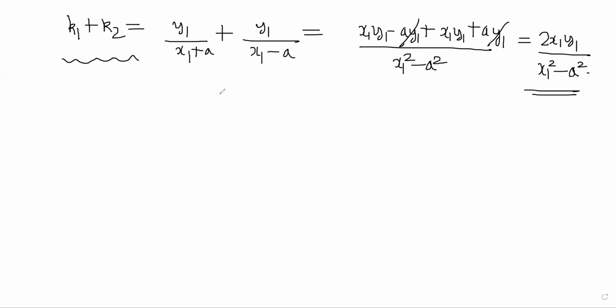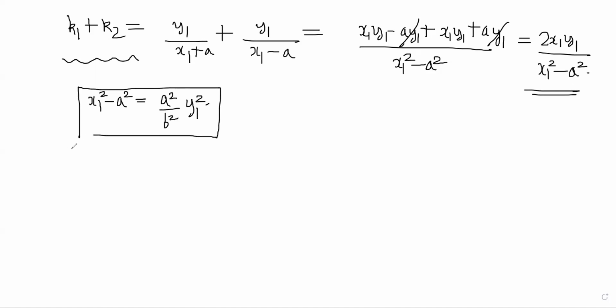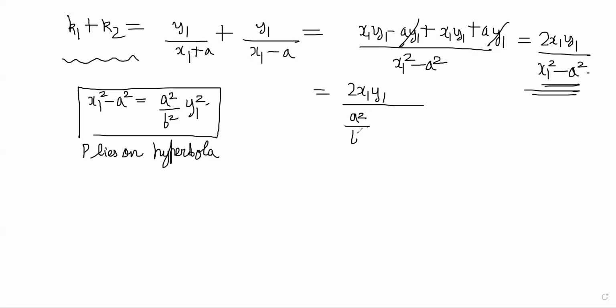Now we already got that x1 square minus a square is equal to a square by b square y1 square. This we already got because P lies on the hyperbola. So what is x1 square minus a square? We can put this here. So we get 2x1 y1 by a square by b square y1 square. So this gets cancelled and you get 2b square by a square x1 by y1.